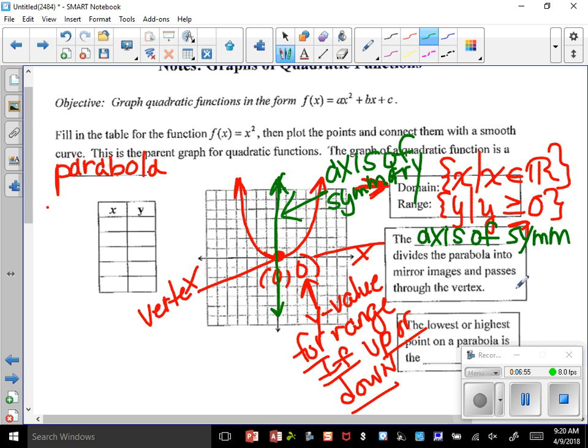So that axis of symmetry really, again, just divides that parabola right in half. That's what it does. It makes the left side look like the right side. That's called the axis of symmetry.